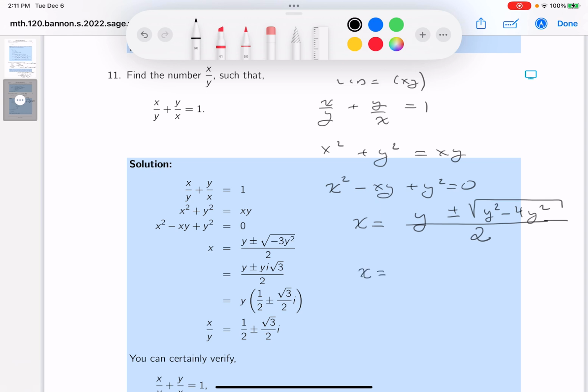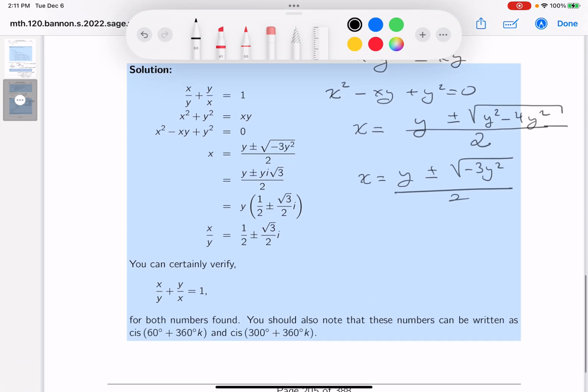I think I'm doing okay with this. This is y plus or minus the square root of minus 3y squared, over 2. Starting to get a little interesting. So what's x going to be equal to? y plus or minus. Well, what's nice about the plus or minus is I don't have to worry about absolute value. So what do I get over here? I get y i root 3 over 2.